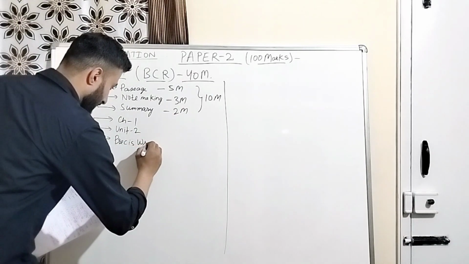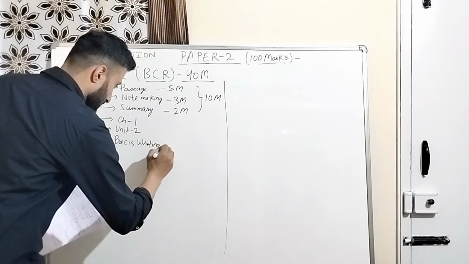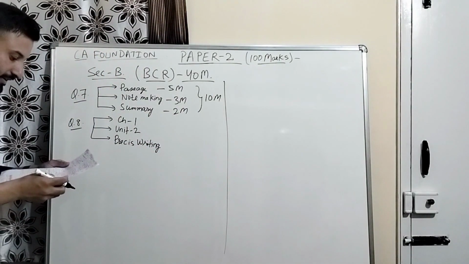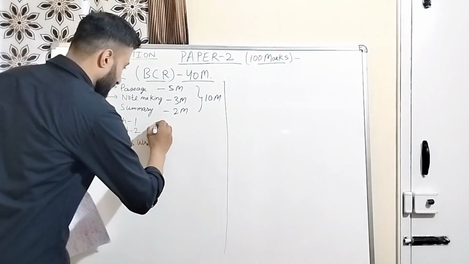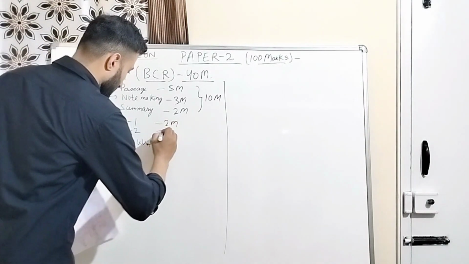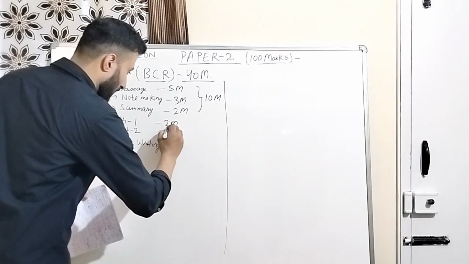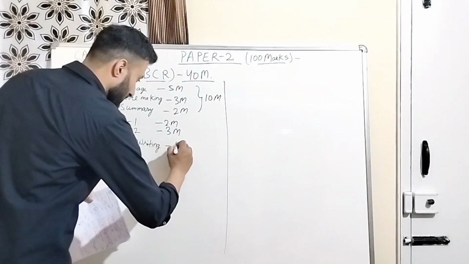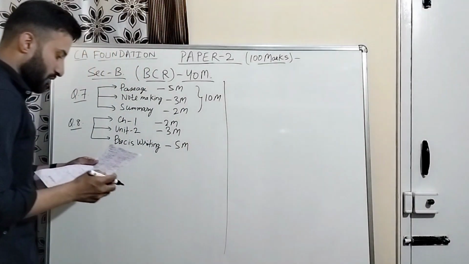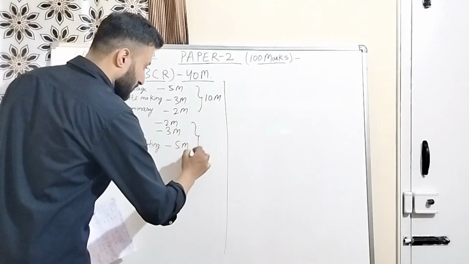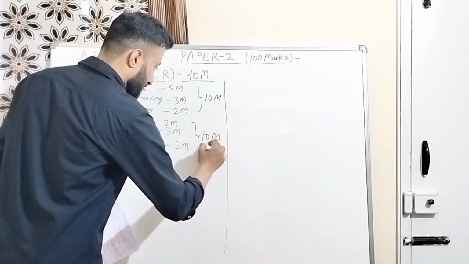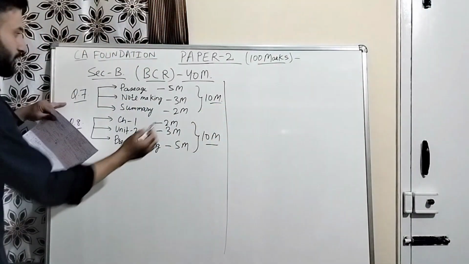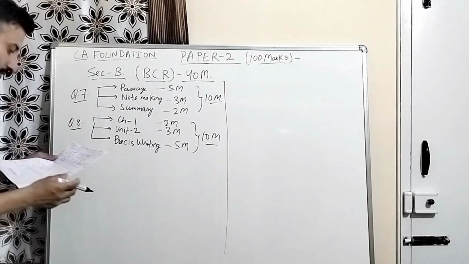process writing. Okay, process writing. So from chapter number 1 we have 2 marks. Then unit 2 we have 3 marks. And process writing we have 5 marks. Okay, means each question is of 10 marks. Question number 7 is of 10 marks, 8 is of 10 marks.